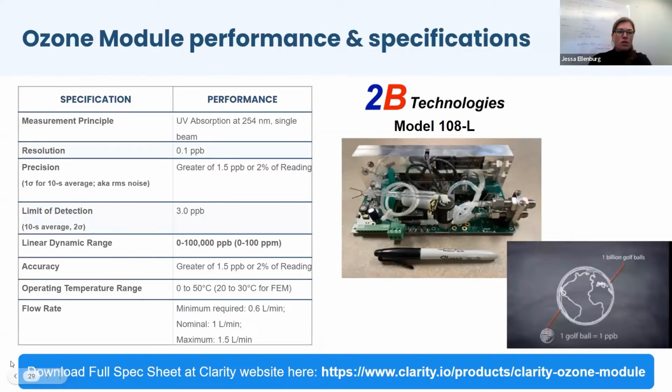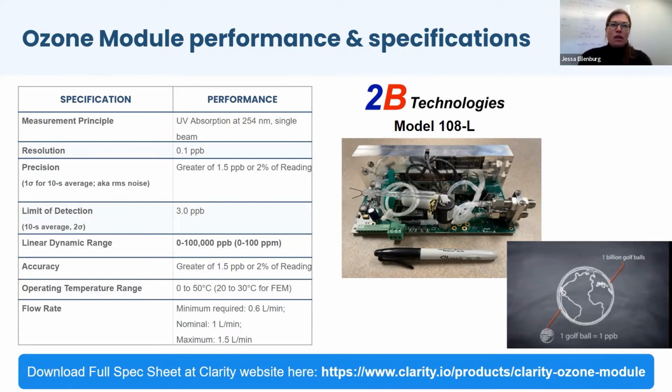Great, so the UV absorption measurement principle allows us to achieve really high precision and resolution in our ozone monitors. The Clarity module uses the 108L pictured here, which can detect down to 3 ppb of ozone and has a precision of 1.5 ppb. I find this pretty incredible, knowing that if you circled the Earth with golf balls, it would take 1 billion golf balls. And so if you painted 3 golf balls yellow, you would be able to detect those 3 golf balls. I love thinking about this when conceptualizing the idea of a part per billion.